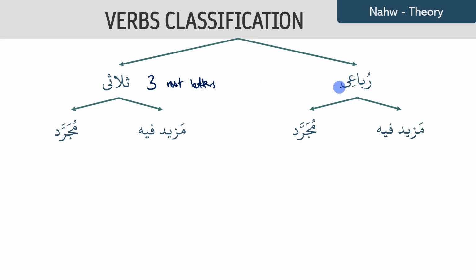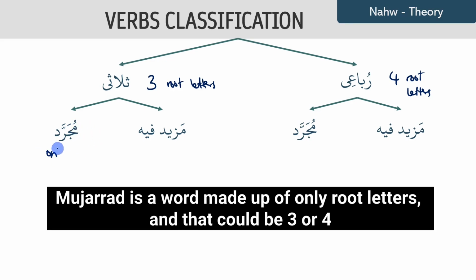And then you have rubai. Rubai comes from the word rub'un. Raba'a are the root letters of this word. Now raba means 4 root letters. So verbs that only have 4 root letters. Then there is a category of verb that only contains root letters, and that is mujarrad. Mujarrad means a verb that only has 3 root letters.